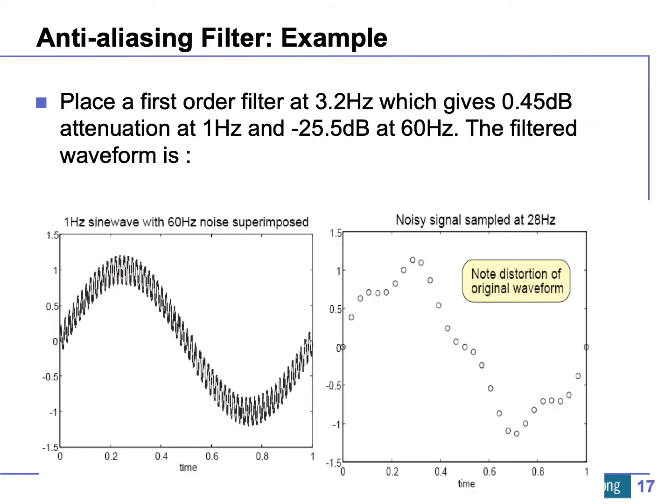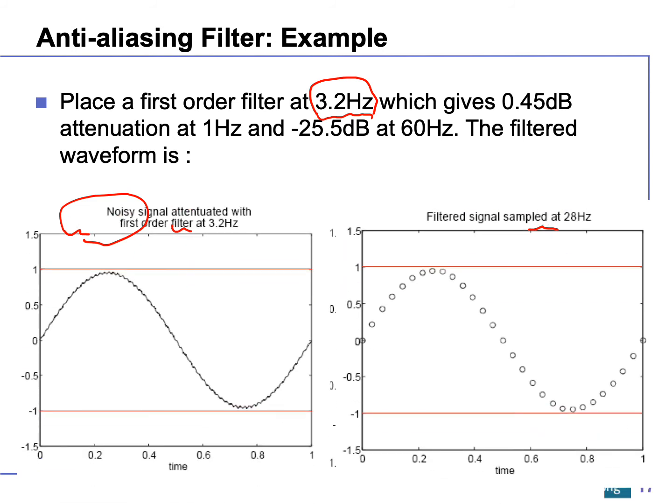This is the previous example: a 1 Hertz signal with 60 Hertz noise over here. As we said, we need to have an anti-alias filter in front of the sampler, and it used to be 28 Hertz. So if, say, we pick 3 Hertz, this is already quite high compared to the useful signal we have, so 3 times the useful signal.